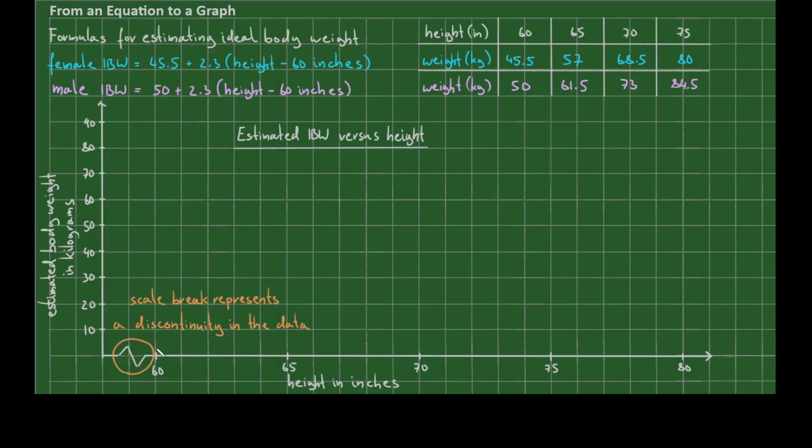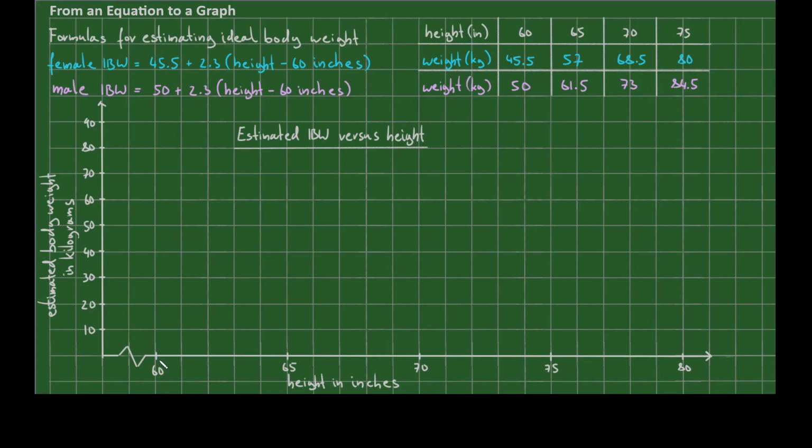And this is why I have placed this discontinuity. Using this formula and this graph to estimate the ideal body weight of anybody who is under 5 feet tall will give us nonsensical results. Alright, let me now plot my data.